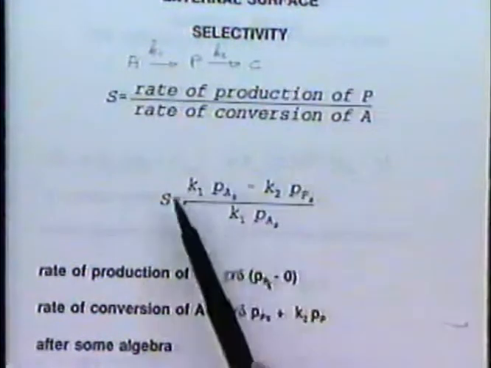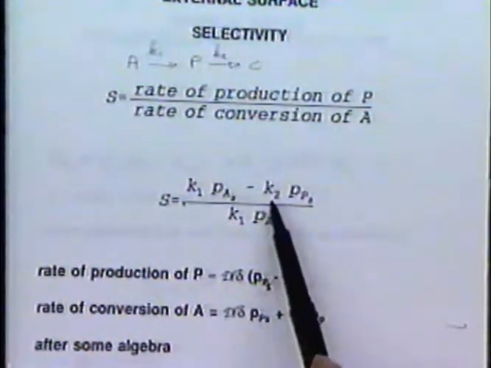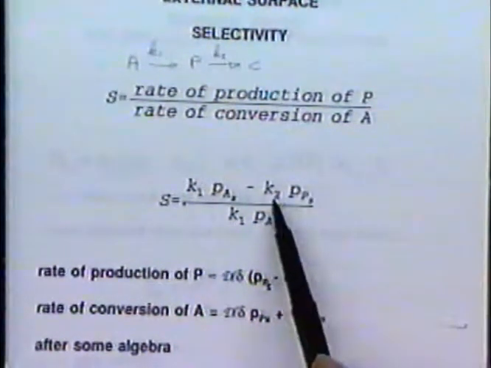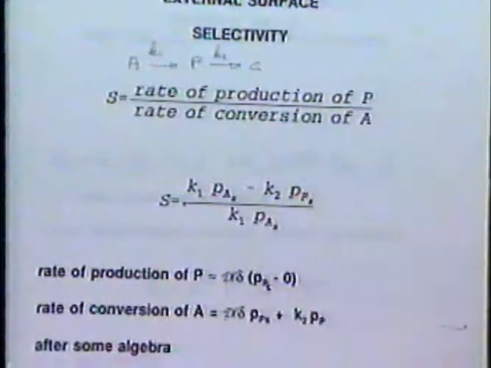This is the rate at which A reacts, minus the rate at which P reacts to C. The difference will be the rate of production of C.